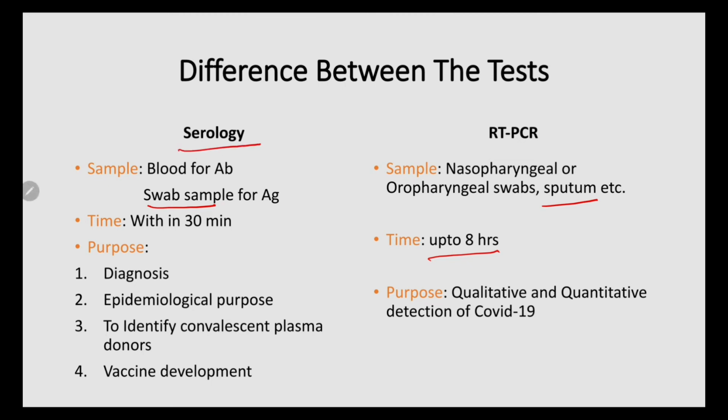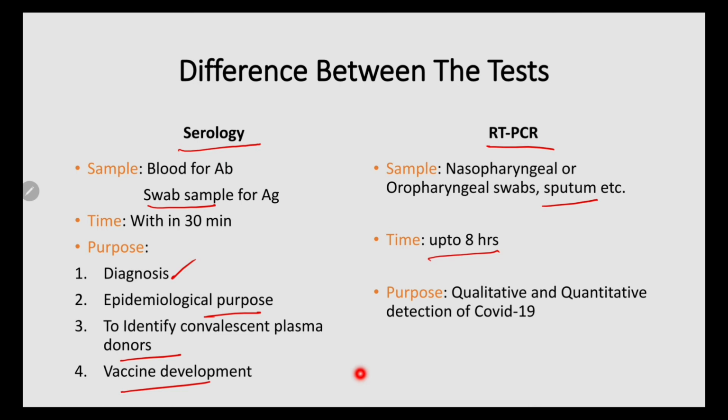Then what is the purpose? Why are we doing serology in some cases and RT-PCR in other cases? These are the purposes. First of all, to diagnose the patients. Then the epidemiological purpose: by doing antibody or antigen testing, we can identify how fast the virus is spreading in the community. If some patients have recovered, then for plasma therapy we can identify the plasma donors by doing these serology tests, and it is also useful for vaccine development.